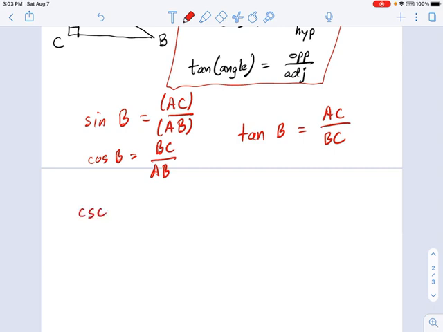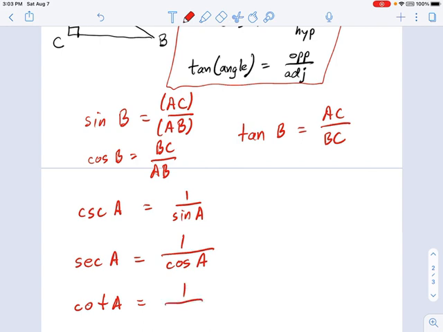Cosecant of an angle is just 1 over sine of an angle. And it's not 1 over sine times the angle. It's 1 divided by sine of the angle. Okay, cosecant is just the inverse operation of sine. And I actually should rephrase that. It's the reciprocal operation, okay? It's 1 divided by. Secant is 1 divided by cosine. And cotangent is 1 divided by tangent.